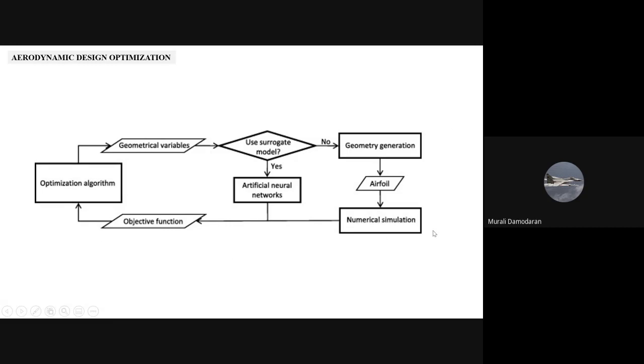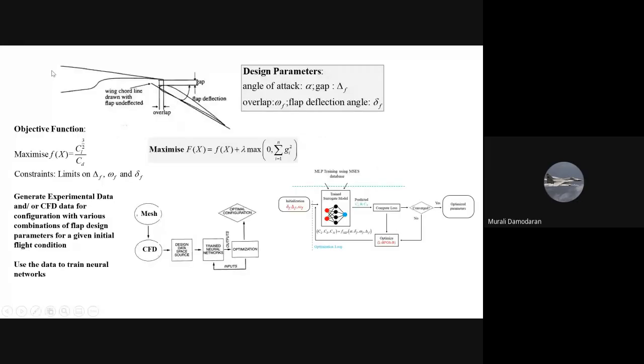So we can knock this off by building a surrogate and train a neural network to predict the necessary things that are required in the objective. We have a problem here with the flap setting. You have an airfoil with a flap, and there are 4 design parameters: gap, flap, and overlap.